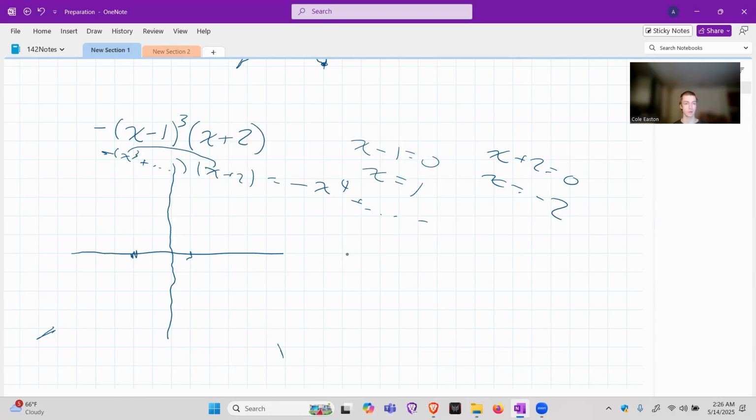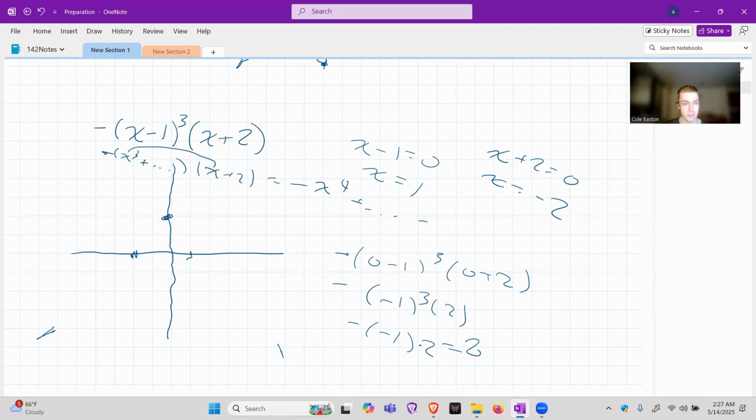Last thing is we want the y-intercept, so let's just go 0 minus 1, the negative out here, cubed, 0 plus 2. So that's a negative 1 cubed times 2. Negative 1 cubed: negative 1 times negative 1 gives us 1, times negative 1 gives us negative 1. So that's negative 1 times 2, which is negative 2. Those negatives are going to cancel. So we have a point right here at 2.